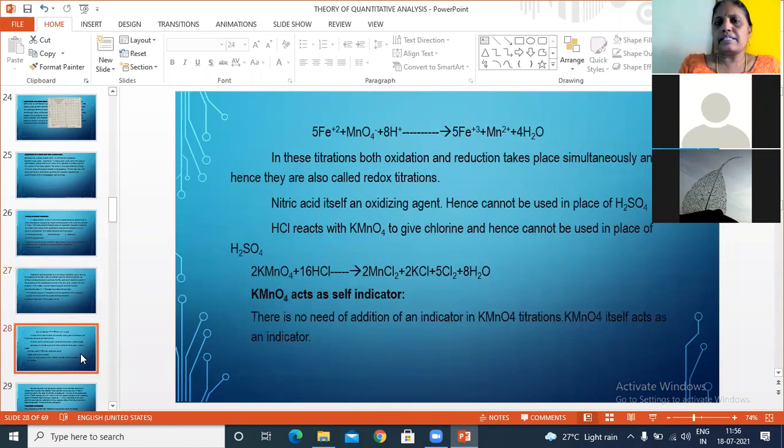In general, many reactions are there; this is the general way to represent the same reaction. I will explain this once again in the next class also.